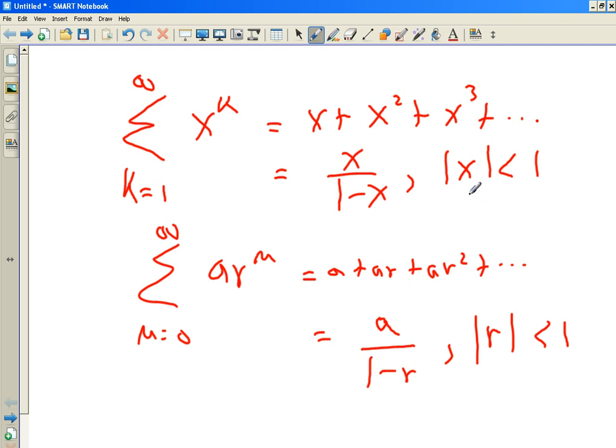Can you plug in 0? Yeah. Can you plug in 1? Is 1 less than 1? No. Can you plug in negative 1? No. Can you plug in 2? Can you plug in negative 2? Can you plug in a half? Can you plug in negative a half? All right, so what are the numbers I'm getting? Between what and what? Not 0 and negative 1 and 1, right? This is the same interval right here.